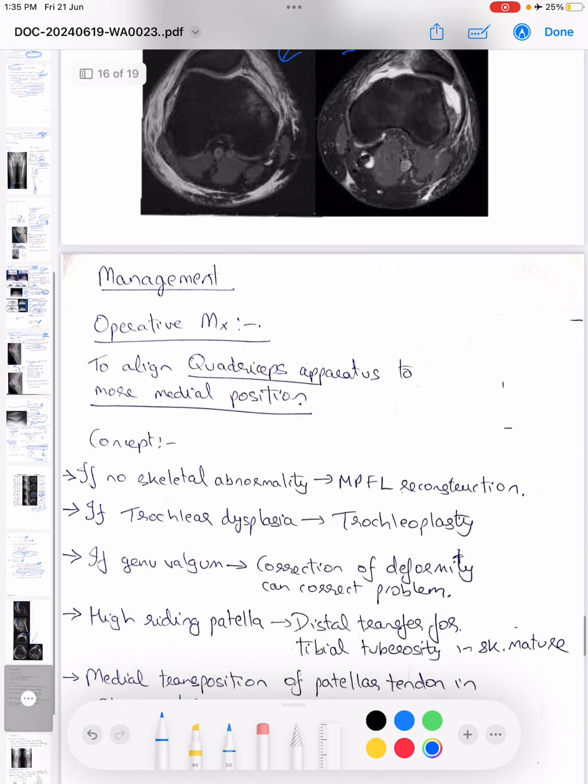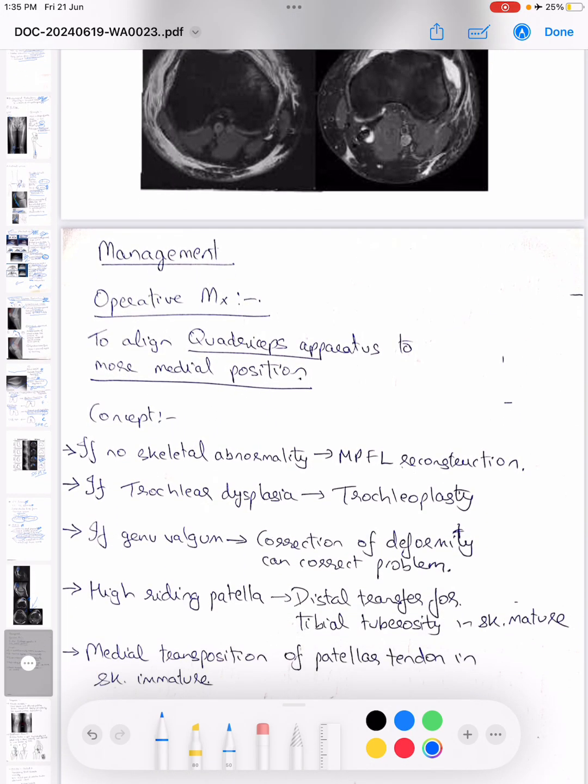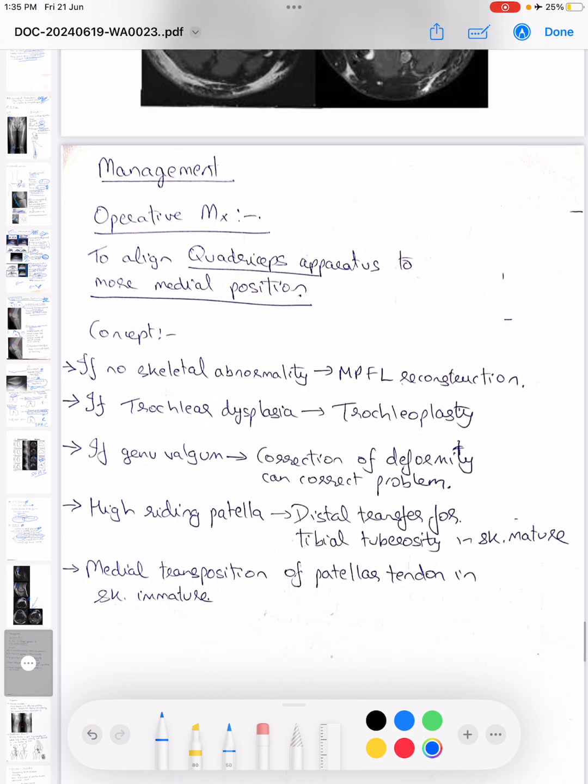So we come to the last section of our today's tutorial, and we are going to discuss the logical concept of how we go for management, and especially the operative fixation, of a case of recurrent or a post-traumatic acute patellar dislocation, right? So the main concept of correcting the patellar dislocation is we need to align the extensor mechanism towards a more medial position. We need to align the quadriceps apparatus to a more medial position, right?